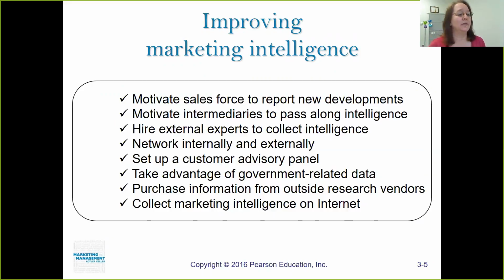And if you are in that process of improving the marketing intelligence, here are some things that we need to do to make sure we stay in the legal and ethical arena as well. So motivate sales force to report new developments, okay? Motivate intermediaries to pass along intelligence. We hire external experts to collect intelligence. We can network internally and externally. We can set up a customer advisory panel. We can take advantage of government-related data, purchase information from outside research vendors. We can collect marketing intelligence on the internet.